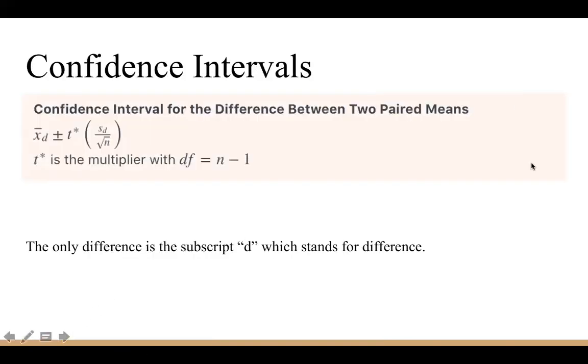So confidence intervals for two means here, the only real difference between them is that you use the difference between the two means here. So our x bar sub d, the subscript d stands for difference. And then we add and subtract that to t star times our standard error. So it's pretty much similar.